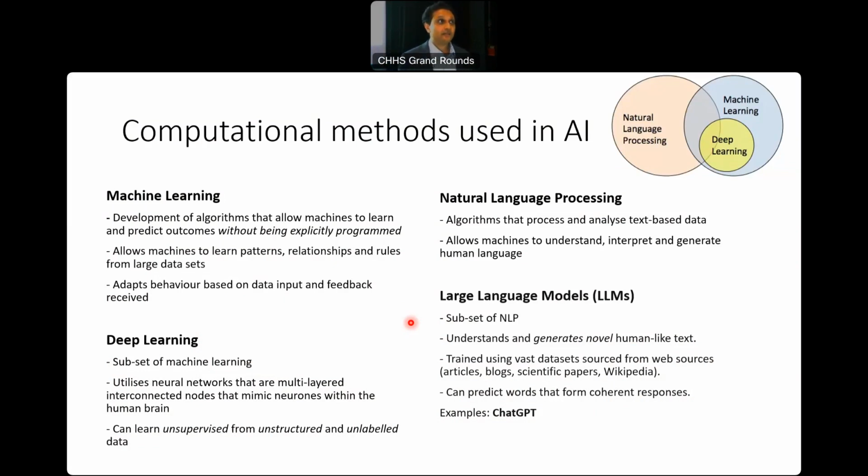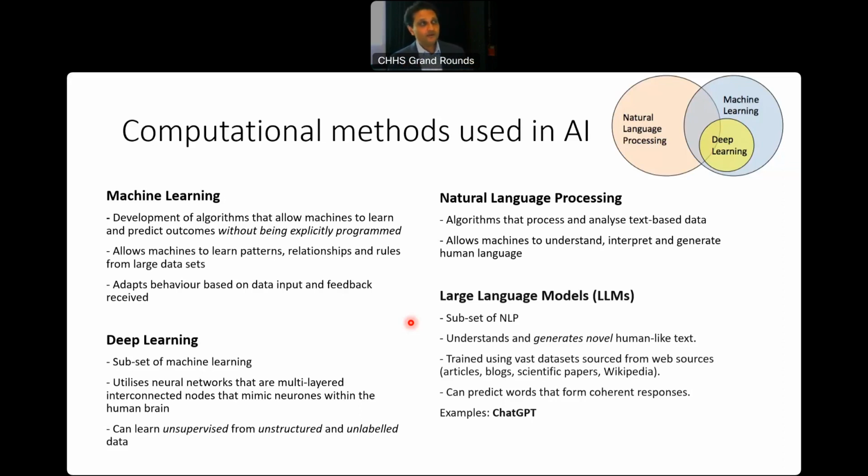So we talk about things like machine learning. Machine learning is algorithms that allow machines to learn and predict outcomes without being explicitly programmed to do a specific function. You input a whole bunch of data, it sees and learns patterns and relationships and can adapt rules from those large data sets.